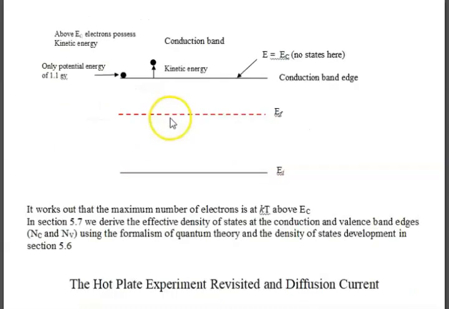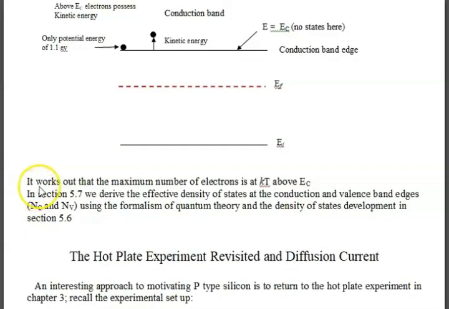So we find, if we go through all the mathematics, and I believe that's one of the problems which is worked out, that the maximum number of electrons is sitting up kT above the conduction band edge, which is, as we know, 0.026 electron volts above. So it's somewhere in this region right in here. That's the maximum number of electrons. So there's none at the edge. There's the maximum number at 0.026 eV above the conduction band edge, and then the number decreases rather dramatically.